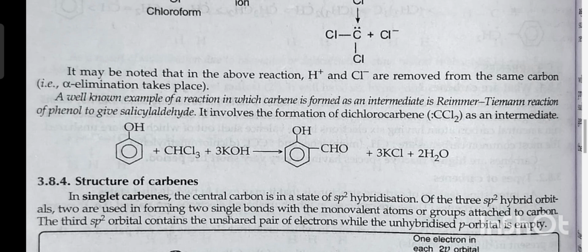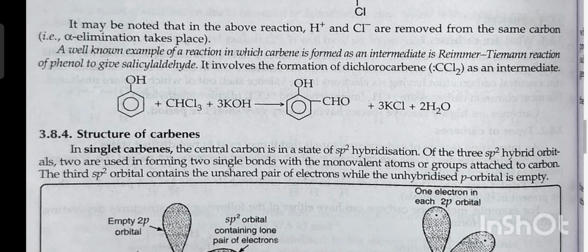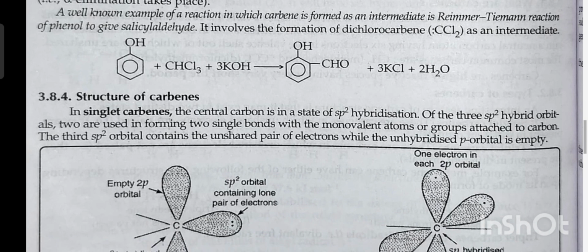A well-known example of a reaction in which carbene is formed as an intermediate is the Reimer-Tiemann reaction of phenol to give salicylic aldehyde. It involves the formation of dichlorocarbene as an intermediate. Phenol plus CHCl3 plus potassium hydroxide is converted into salicylaldehyde plus KCl plus water.